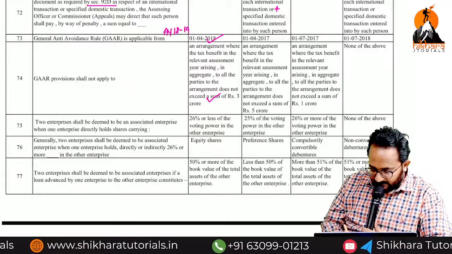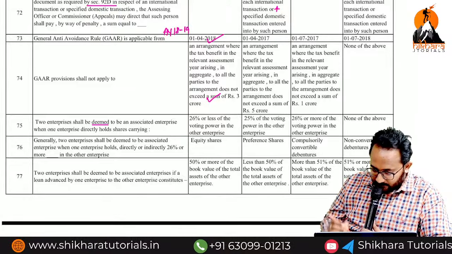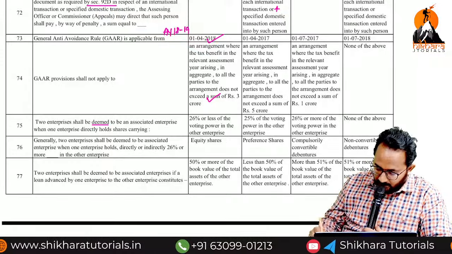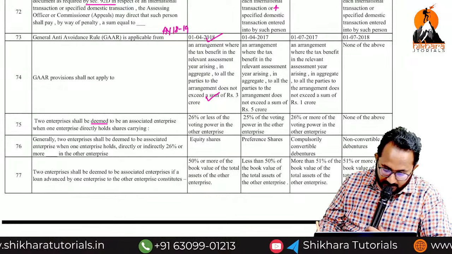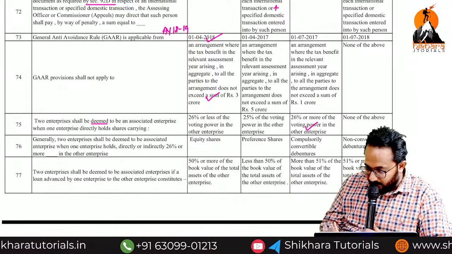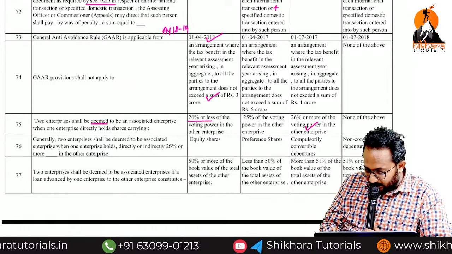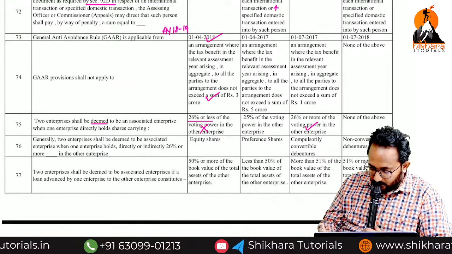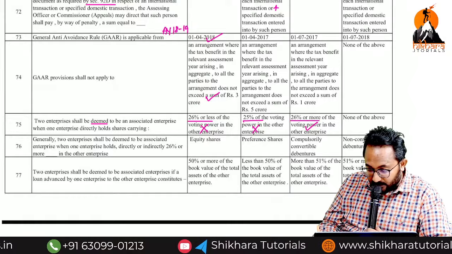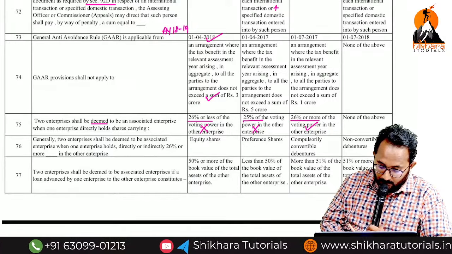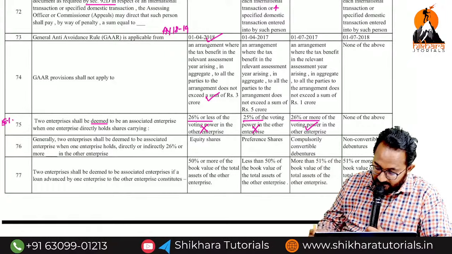Two enterprises are treated as and deemed to be associated enterprises when more than 26% of voting power is held in the other enterprise. Remember, 26 or less is not correct. 25 is not correct. 26 or more, that is the only correct one. That means you have to check more than or equal to 26%.